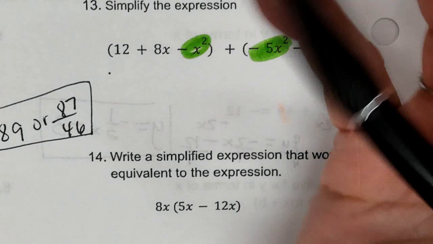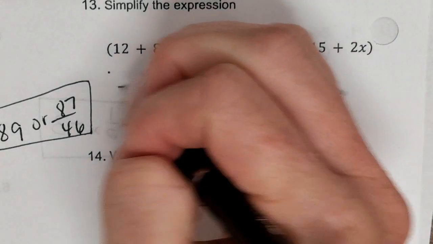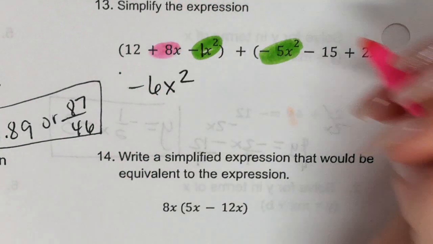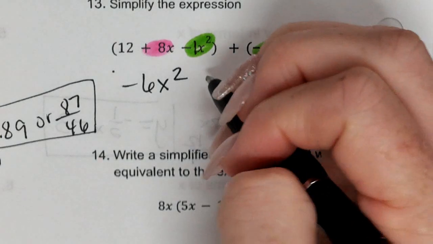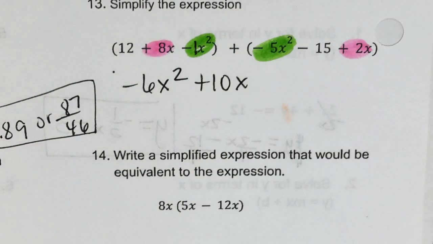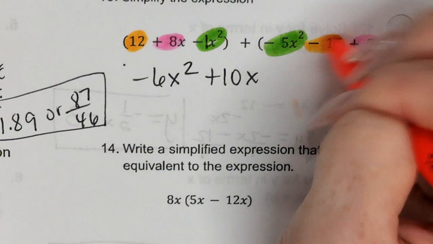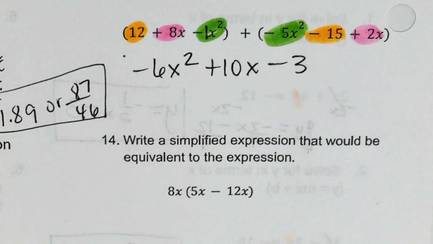So what is the coefficient right here? A 1. What is negative 1 plus negative 5? Negative 6x squared. Now I'm going to go do the x's. Remember, the sign in front of them belongs to them. So what's positive 8 plus 2? So plus 10x. And then my last one is my regular numbers. Positive 12 minus 15. Negative 3, or plus negative 3. Is there anything else I can do? No.